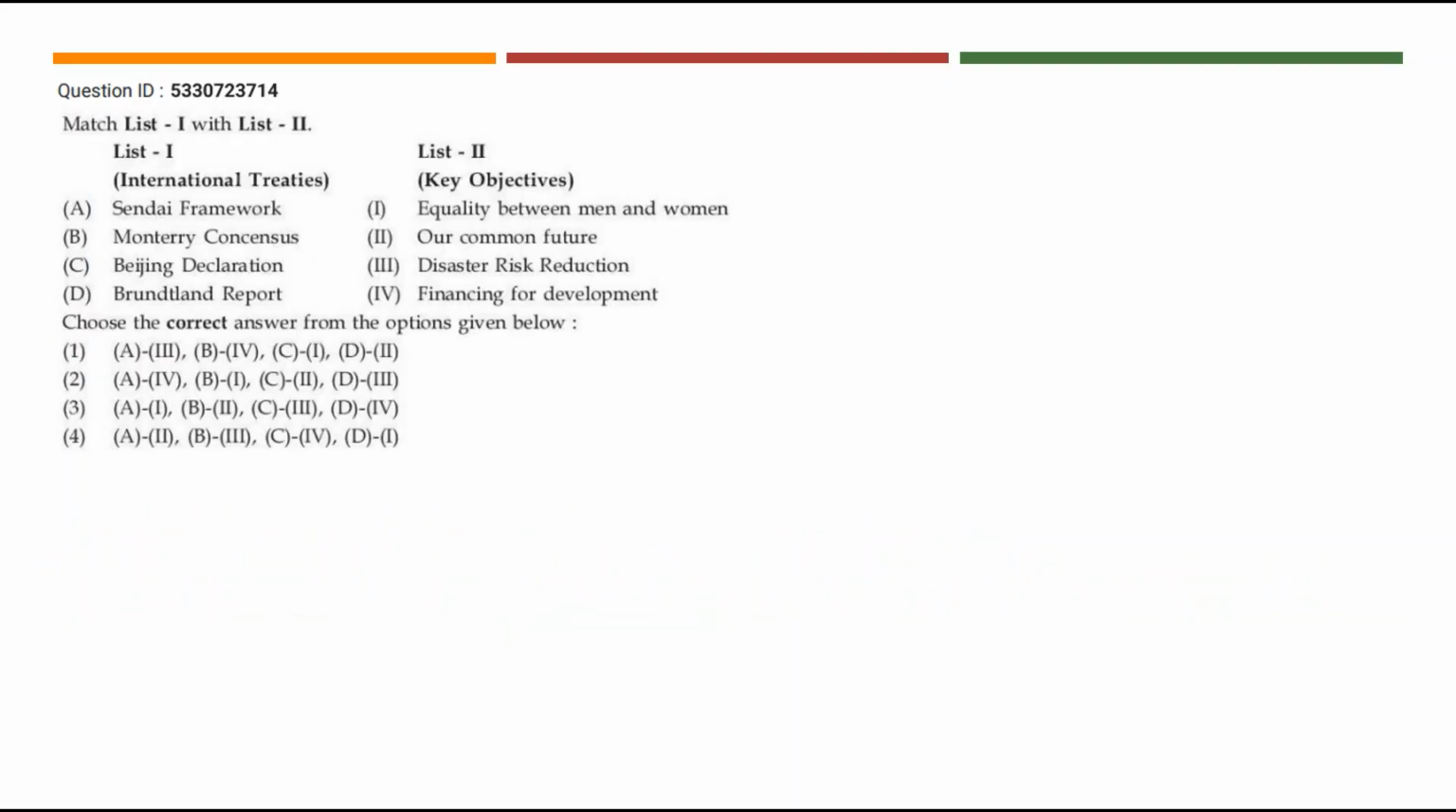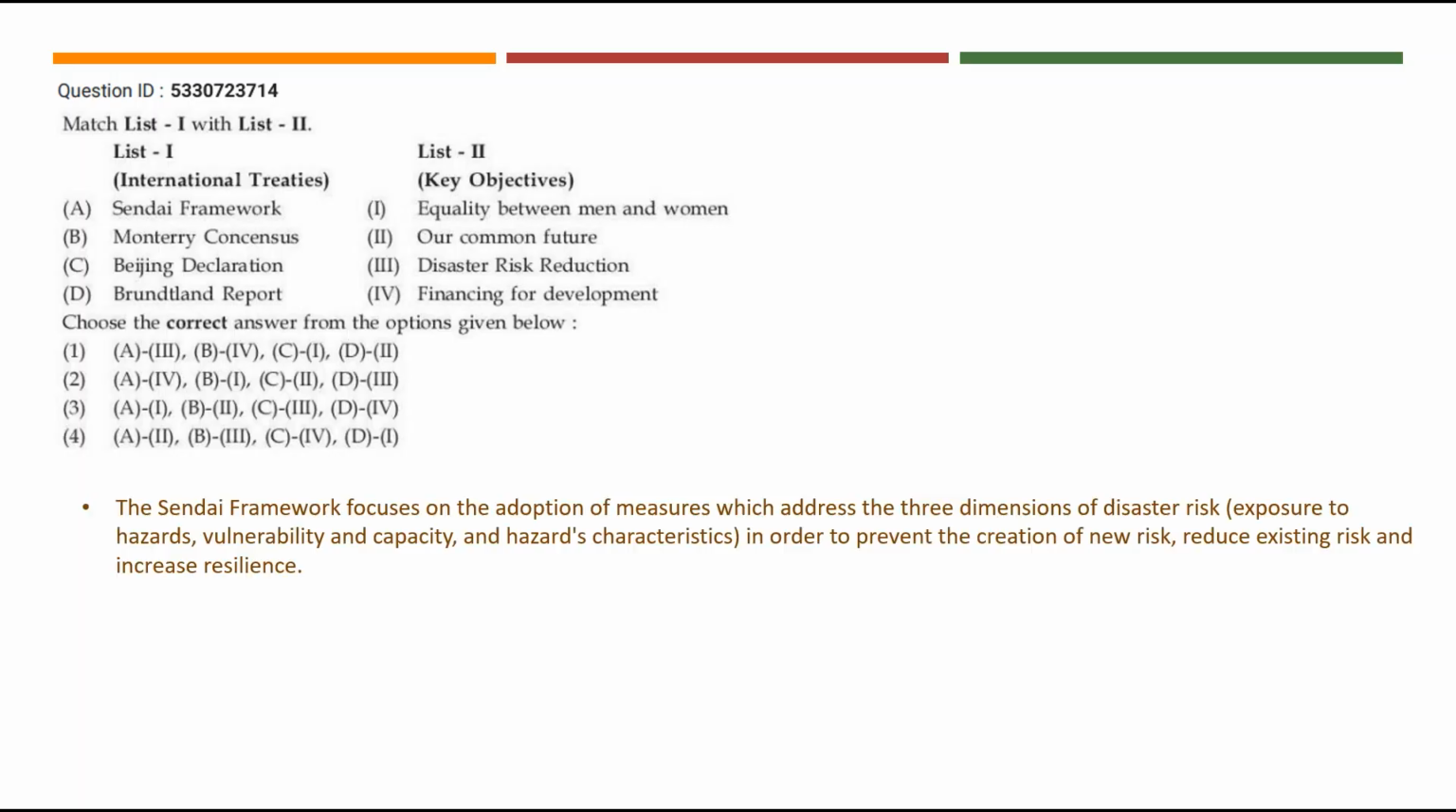Next question. Match list 1 with list 2. List 1 has international treaties and list 2 has key objectives. We'll start with A, Sendai framework. This focuses on the adoption of measures which address the 3 dimensions of disaster risk in order to prevent the creation of new risk, reduce existing risk and increase resilience. So what kind of disaster risk they have mentioned? Exposure to hazards, vulnerability and capacity, and hazards characteristics. So here we have something called disaster risk reduction.